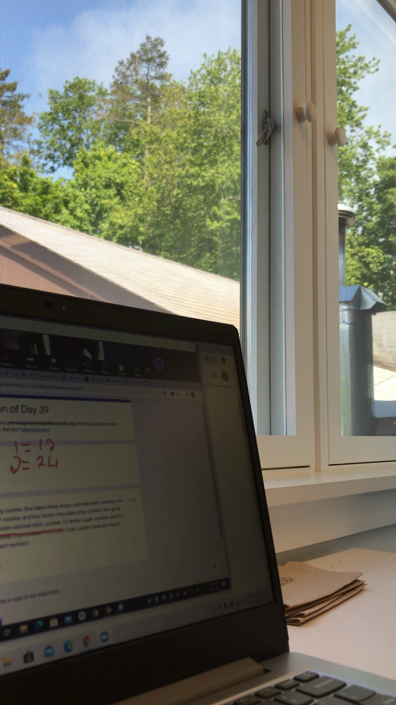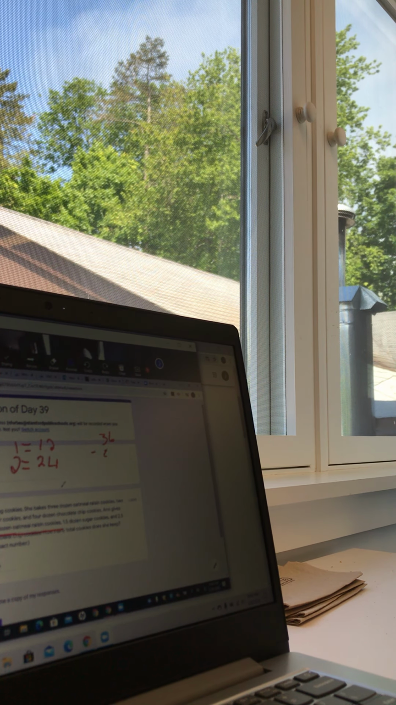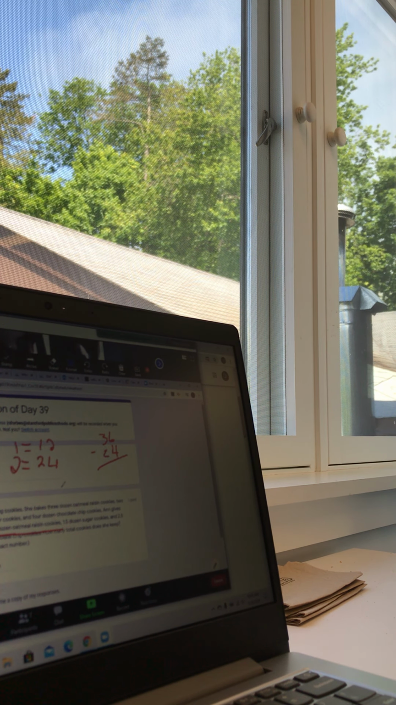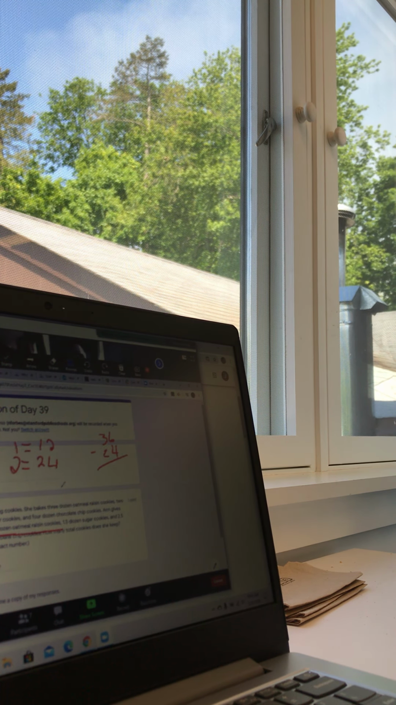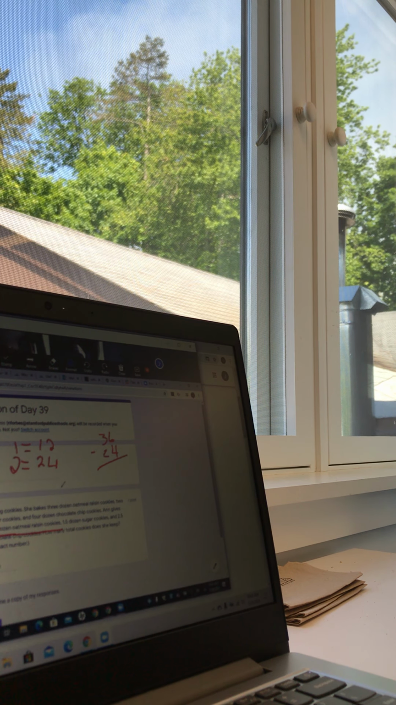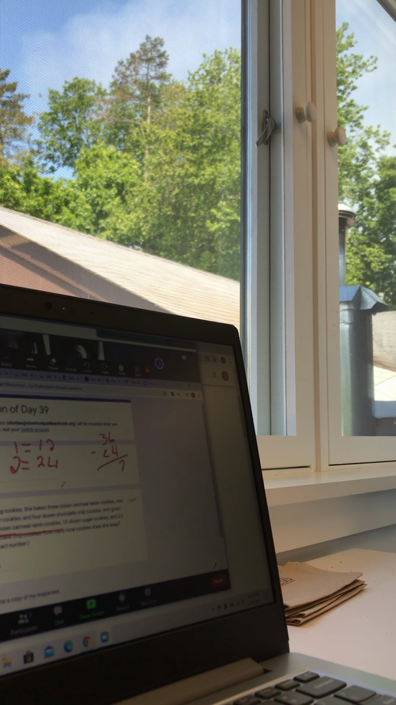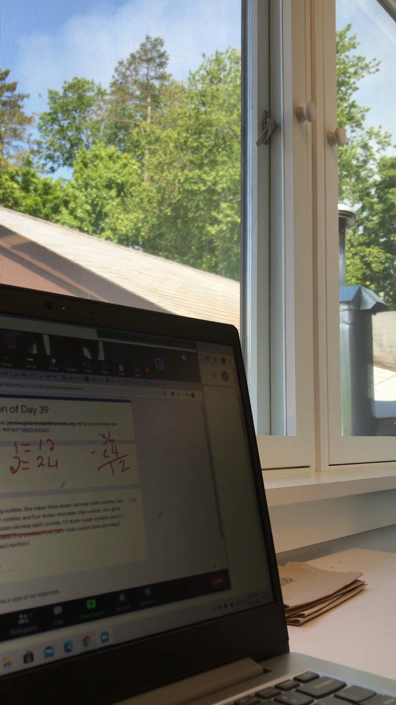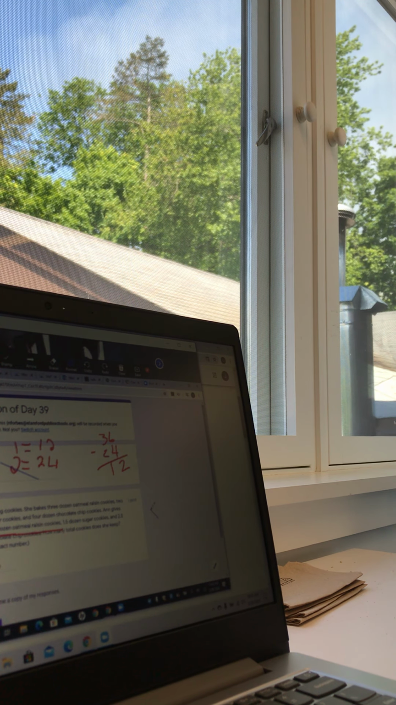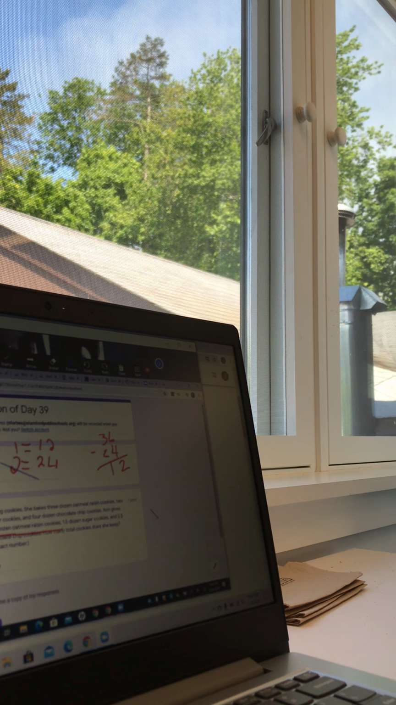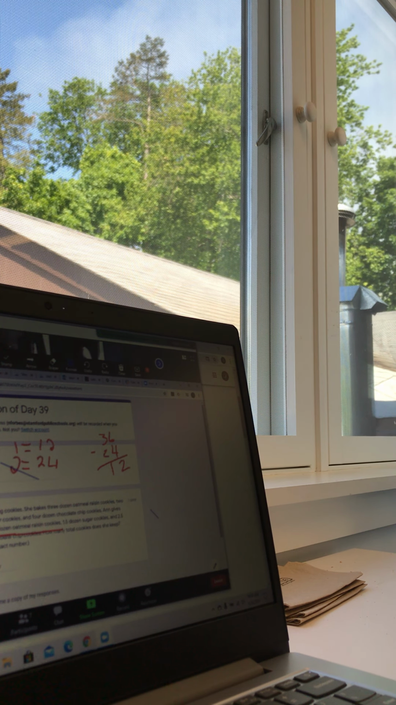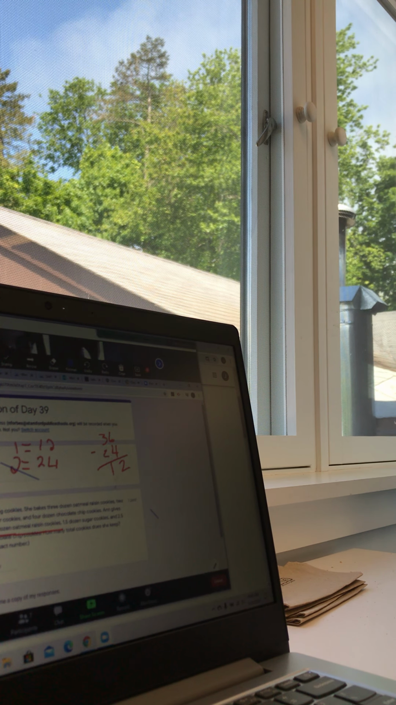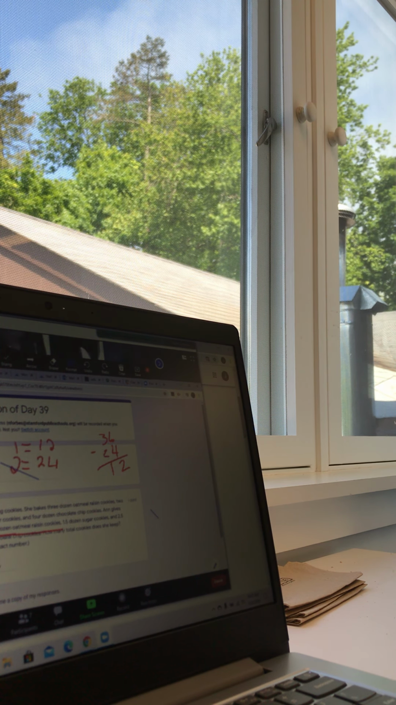So if I take 36 and I minus 24, what am I left with? 6 minus 4 is 2. 3 minus 2 is 1. So I'm only left with 12. Goodness gracious. I'm left here with 12 cookies.